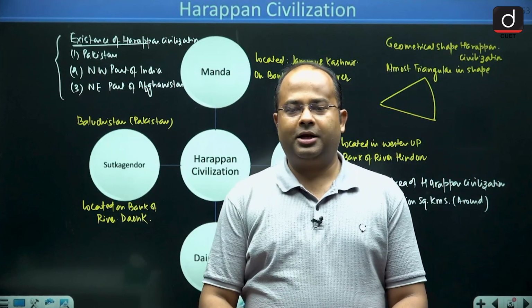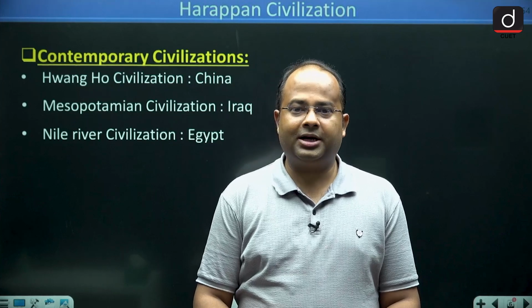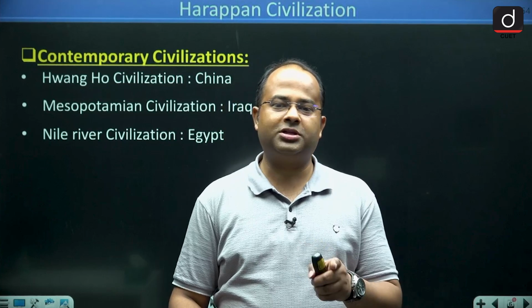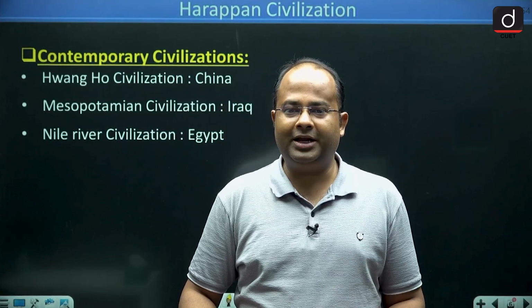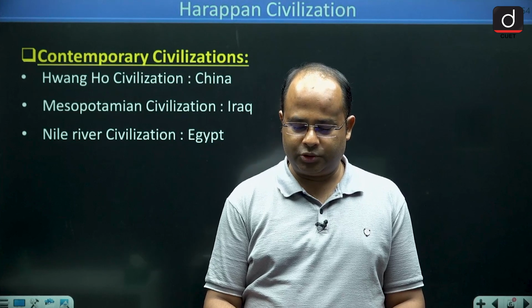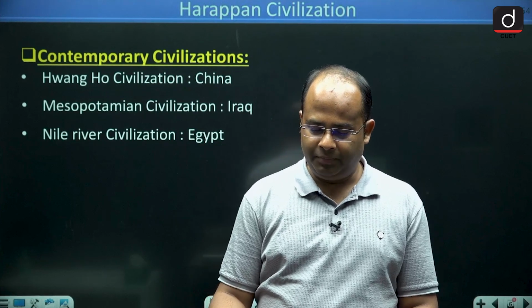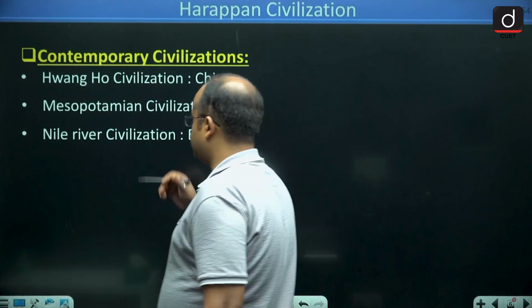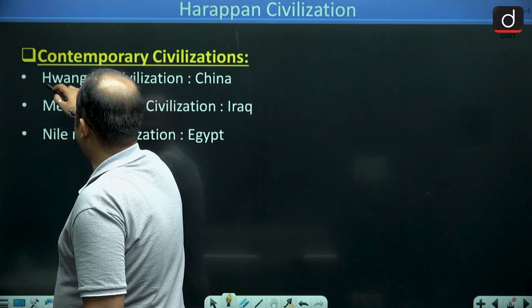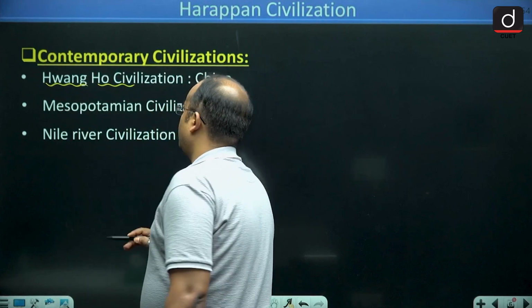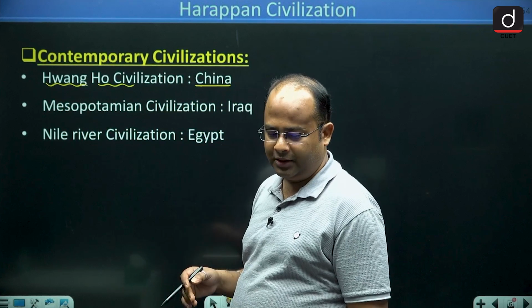Now, my dear learners, let's discuss the next thing, the contemporary civilizations. Contemporary civilizations means those civilizations which were running parallel to the Indus Valley civilization. The first civilization contemporary to the Indus Valley is the Huang Ho civilization, in China. Huang Ho, guys, is the name of a river.